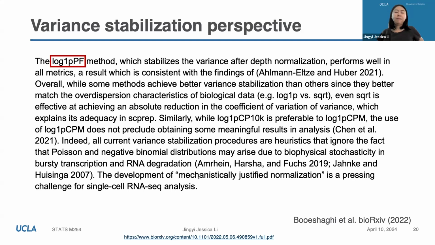The development of mechanistically justified normalization is a pressing challenge for single-cell RNA-seq data analysis. So yeah, basically there's no ground truth. Given that there's no ground truth, normalization, which one is bigger, which one's better, becomes an argument. And you can argue it from different perspectives, like variance stabilization.